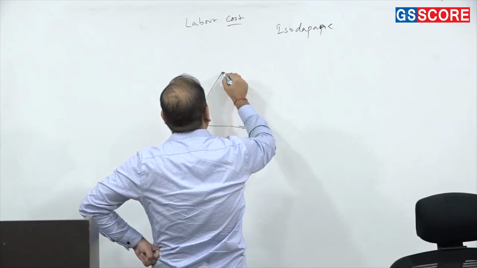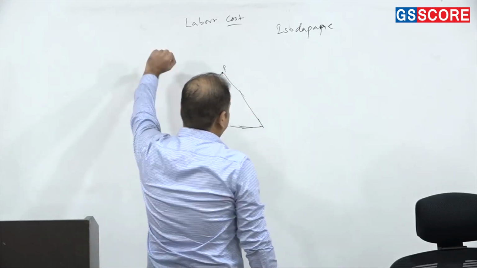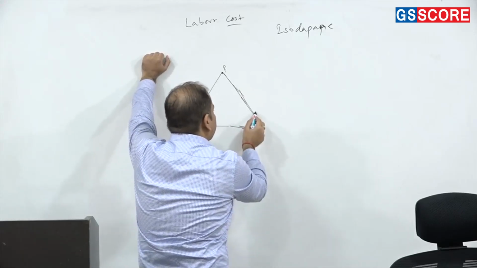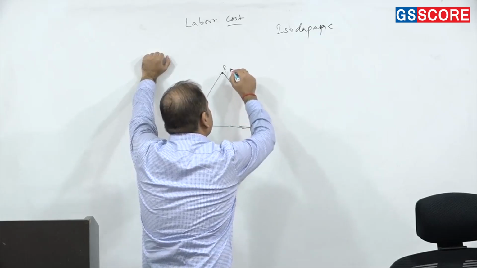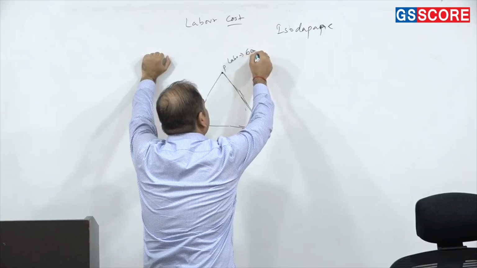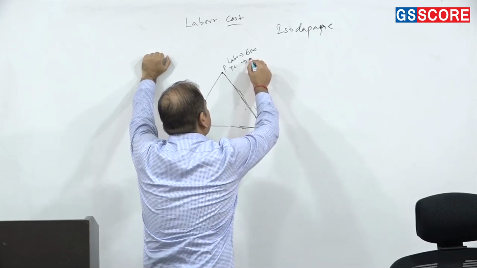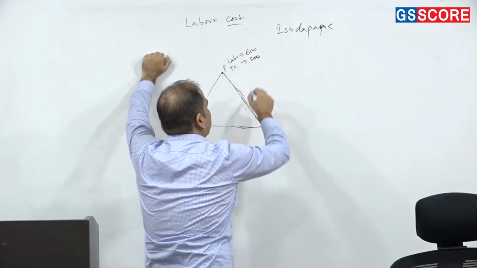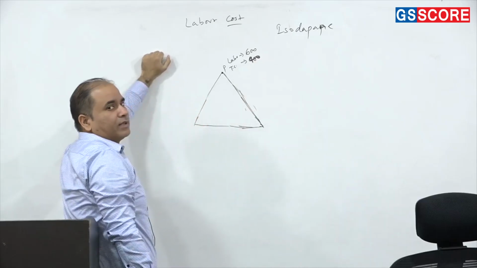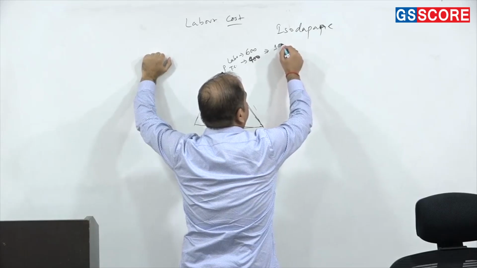Let us say initially it has been identified that industry will be located at this place. The labor cost is 600 rupees and the transportation cost is, let us say, 400 rupees. So the total cost is 1000 rupees.